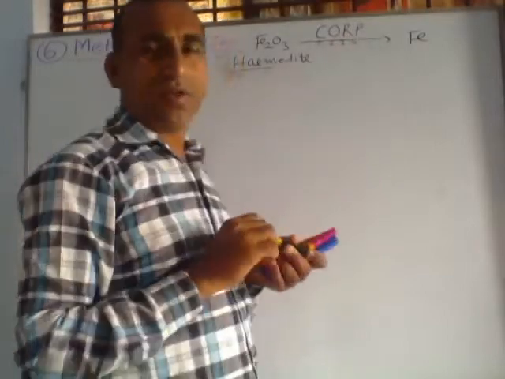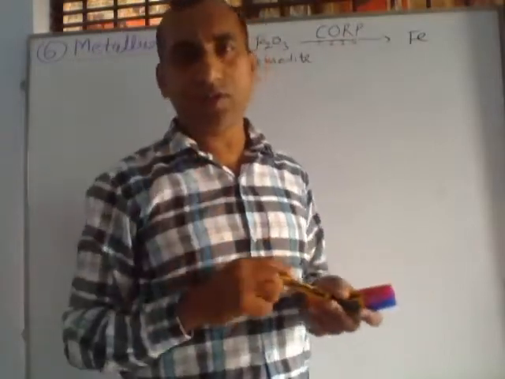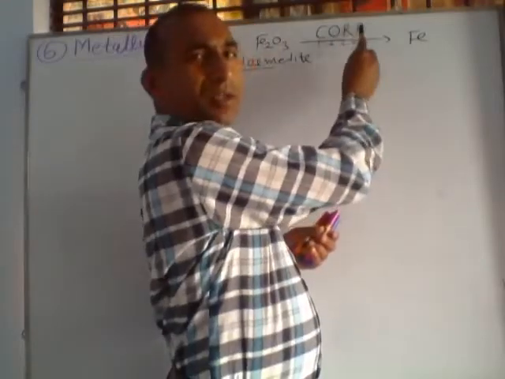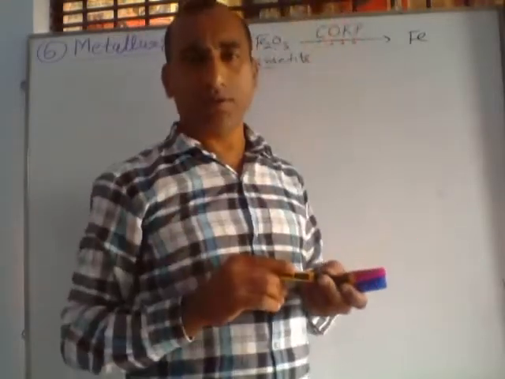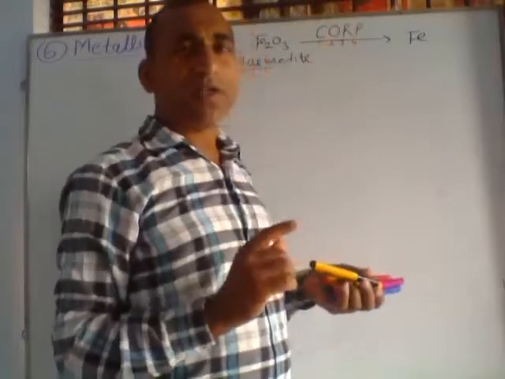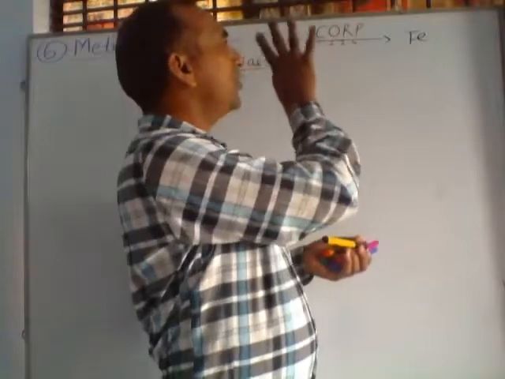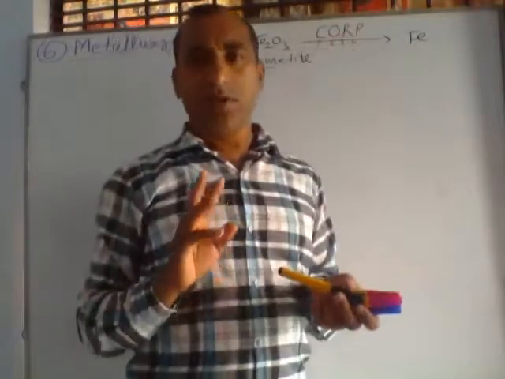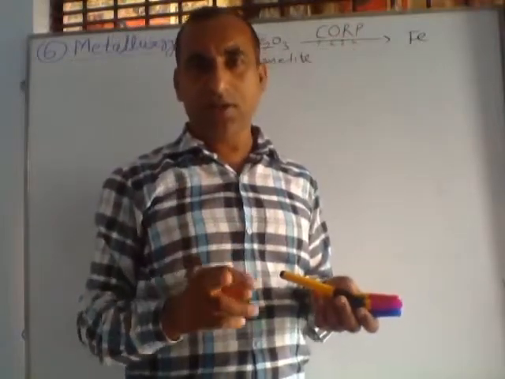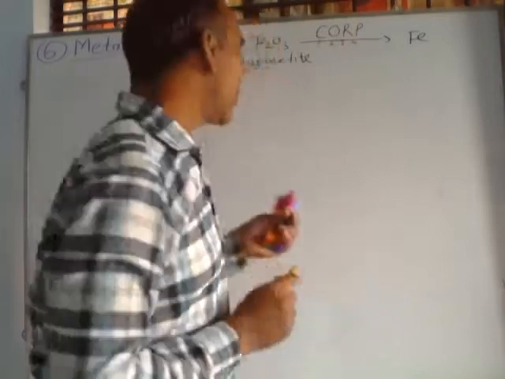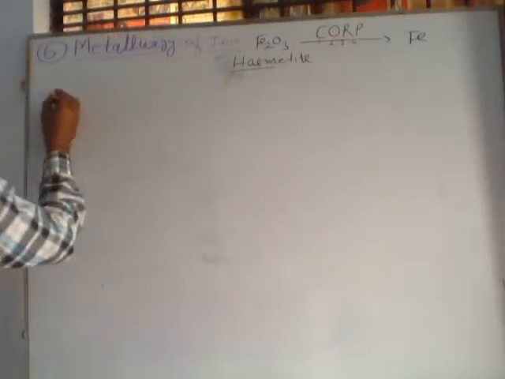Here C stands for concentration of ore, O for oxidation, R for reduction, and P for purification. In metallurgy of each and every metal, there are these four main points: concentration, oxidation, reduction, and purification. First, concentration.